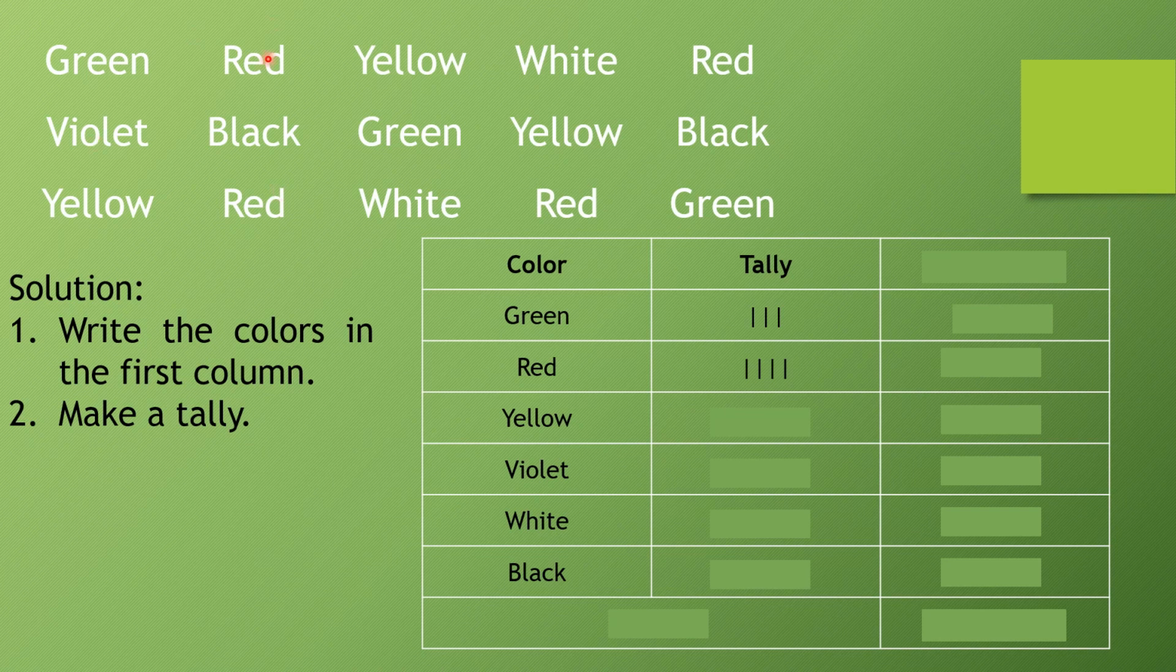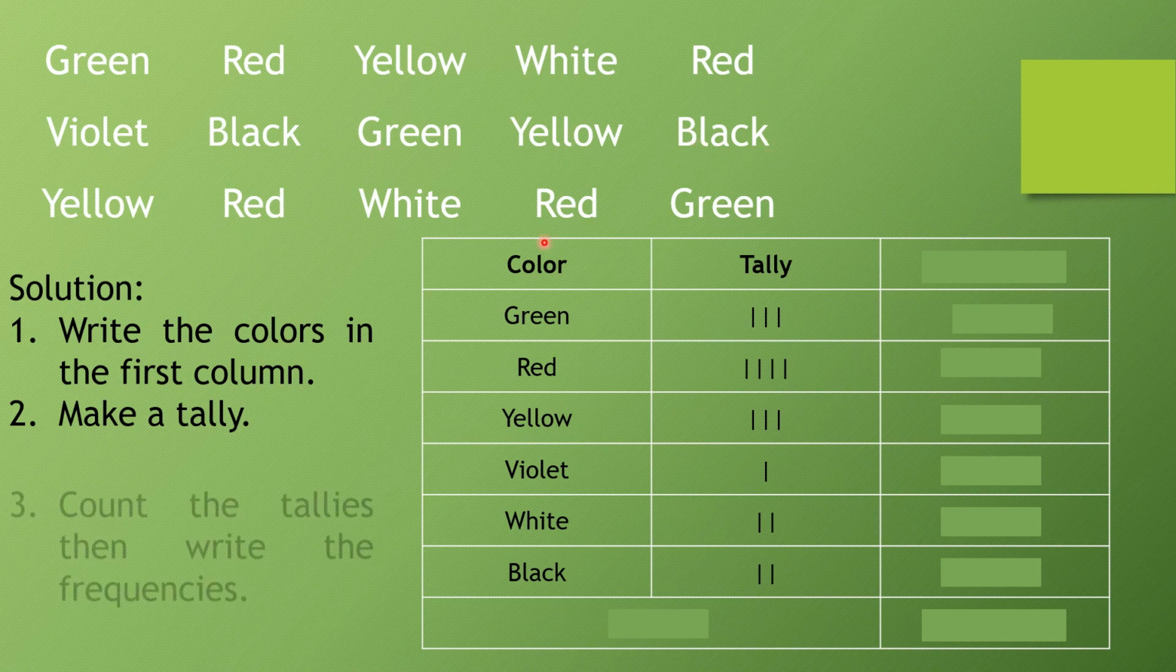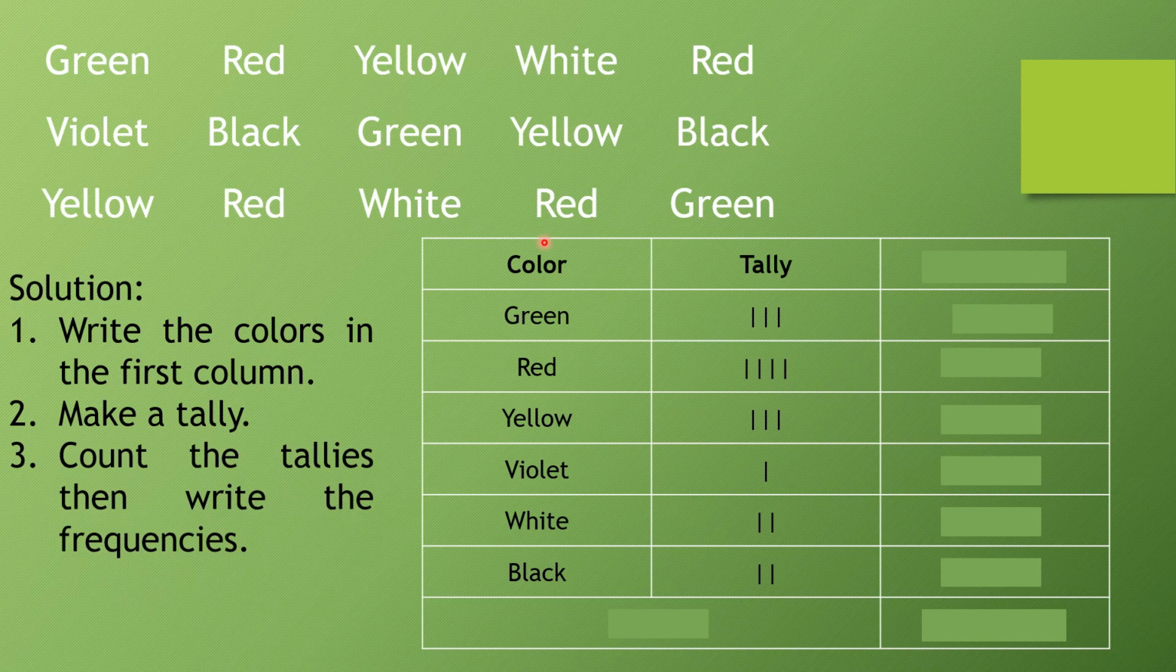Let's check. 1, 2, 3, and 4. And for yellow, we have 3. 1, 2, 3. For violet, we have only 1. For white, we have 1, 2. So we only have 2 for white, and for black, we also have 2. Step 3, we need to count the tallies, then write the frequency.